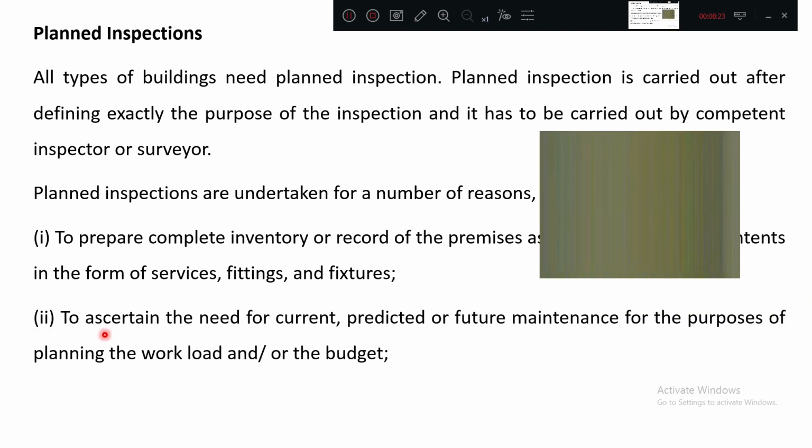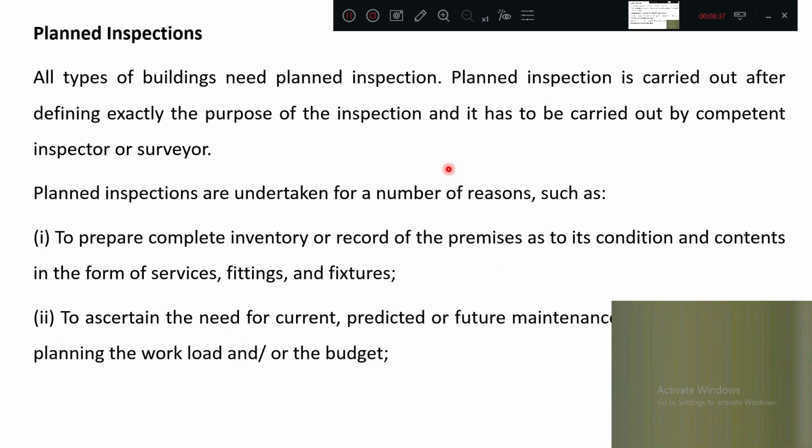Second is what? To ascertain the need for current, predicted and future maintenance. Means what? Your planned inspection report will tell you in future also what are the things that should be given importance. That's all. As well as it is also helpful for preparing the budget.